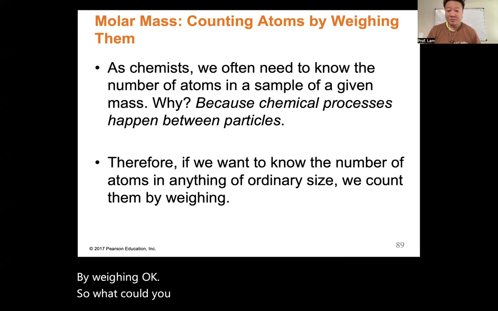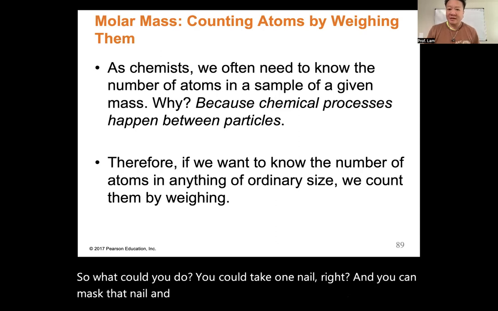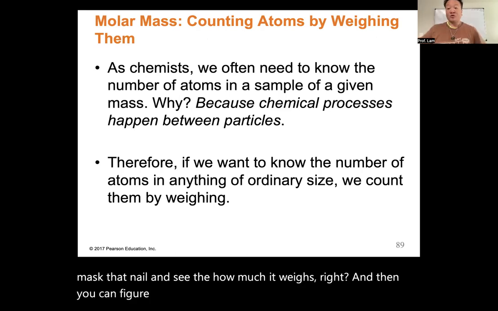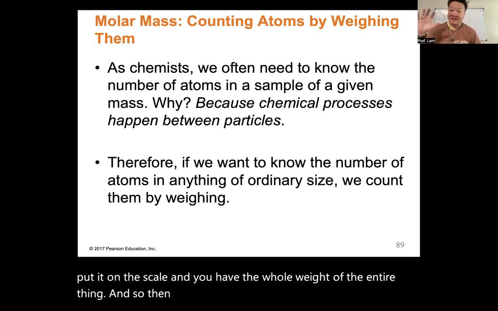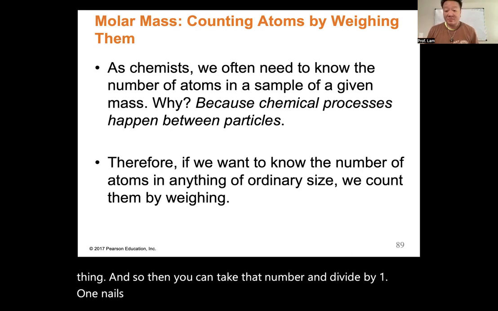What could you do? You could take one nail and mass that nail to see how much it weighs. Then you put the whole truck of nails on the scale and get the weight of the entire thing. You can take that number and divide by one nail's mass, and you'll have a number. So it's something like that.